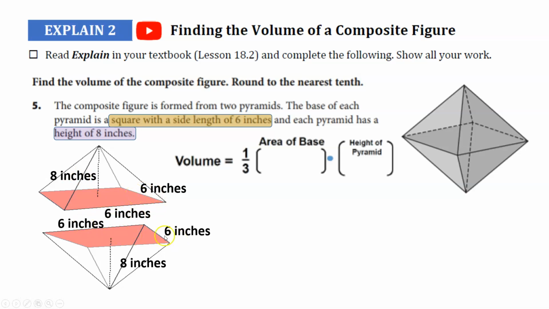Alright, and that's for the top and bottom. So essentially we're only going to calculate the volume for one of these, because once we have one, we can figure out both volumes together. So the height of our pyramid is 8 inches. The area of our base, we're going to multiply 6 times 6 together.